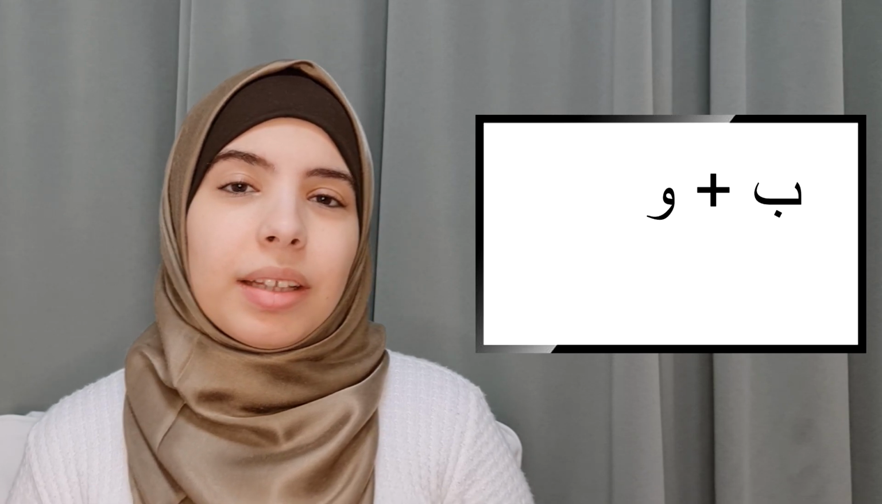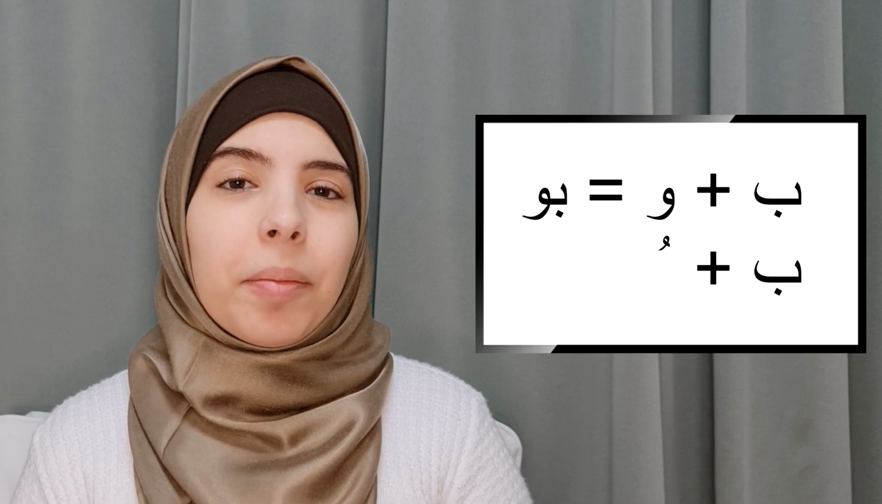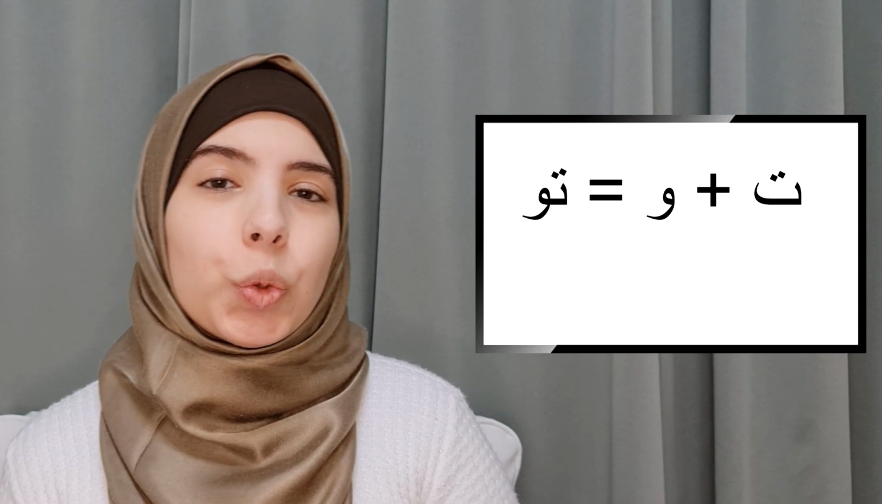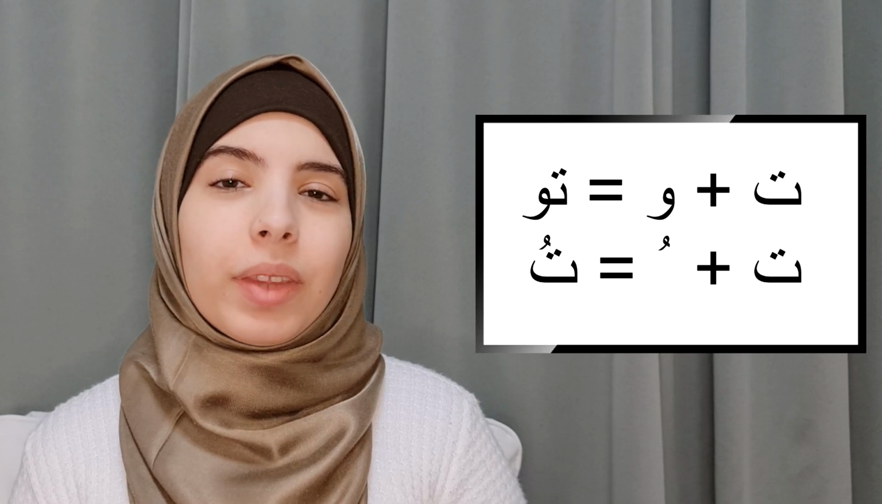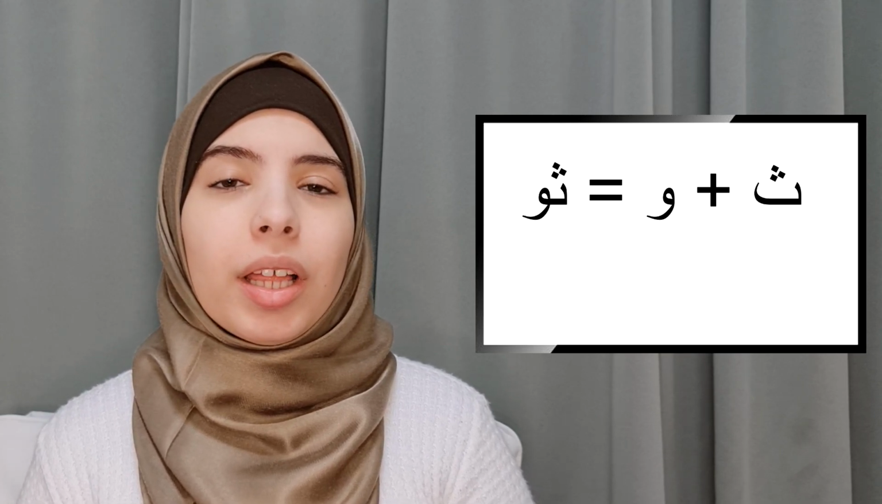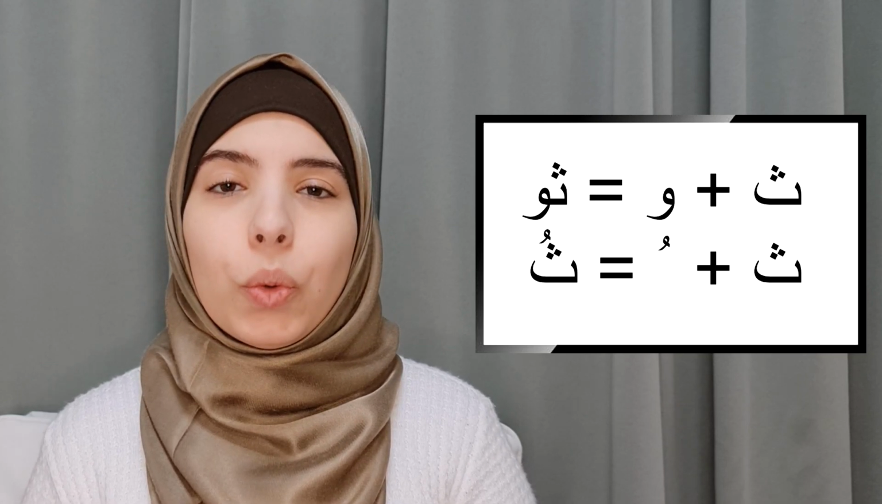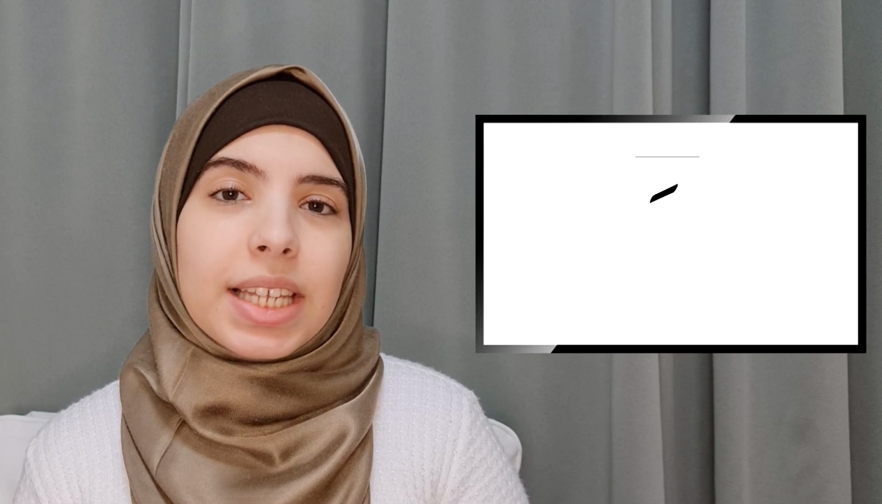It also sounds like wow, but shorter. Let's see. Ba and wow, boo. Ba and Dhamma, boo. Ta and wow, tu. Ta and Dhamma, tu. Tha and wow, thu. Tha and Dhamma, thu. Finally, the last short vowel, Kasra.